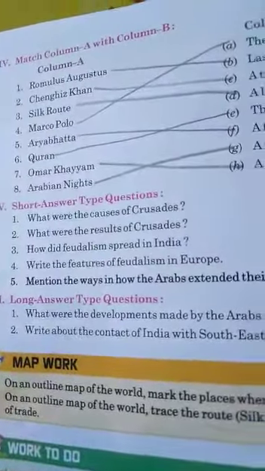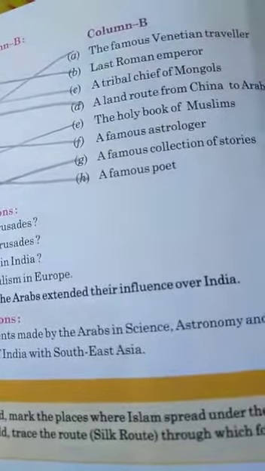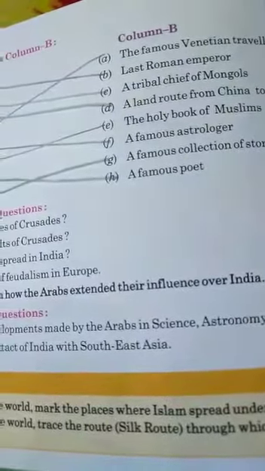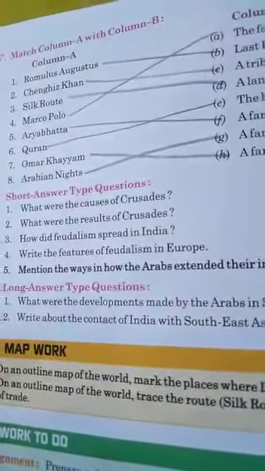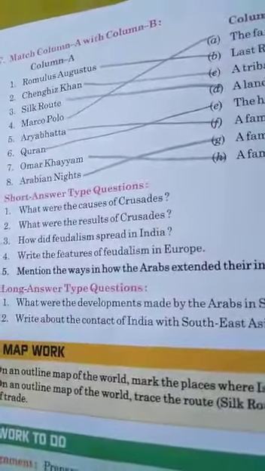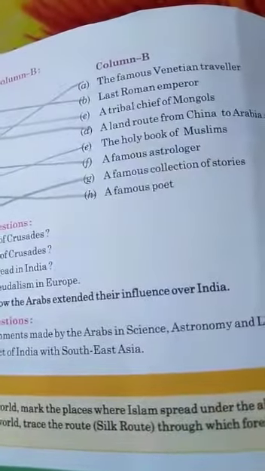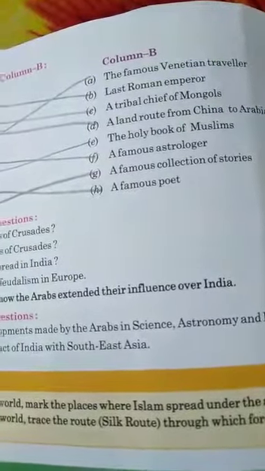Then fifth, Aryabhatta is matching with F, a famous astronomer. Then Quran is matching with E, the holy book of Muslims. Then seventh, Omar Khayyam is matching with H, a famous poet. Then eighth, Arabian Nights is matching with G, a famous collection of stories.